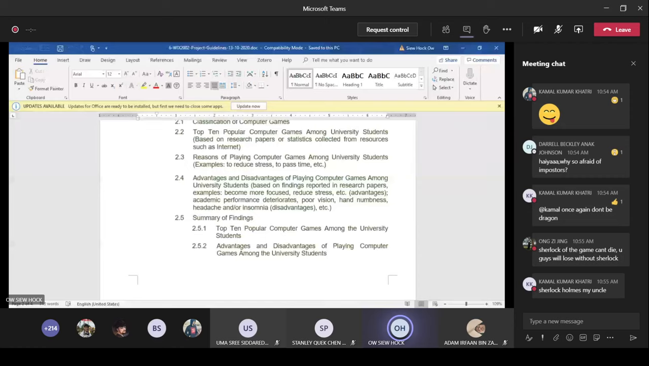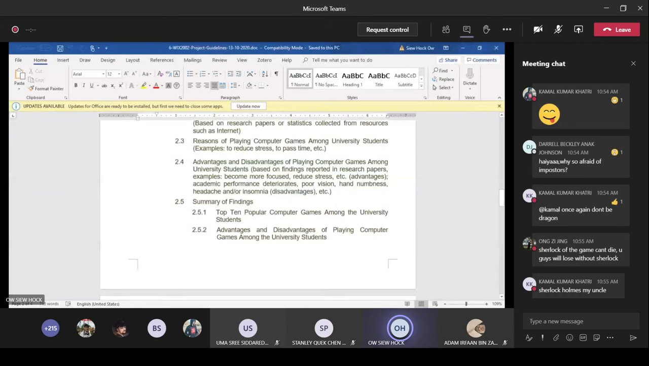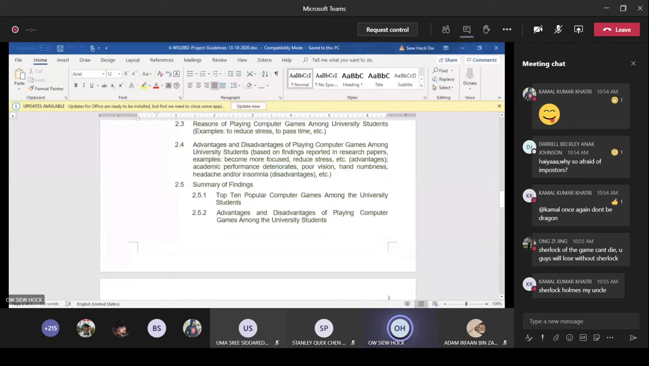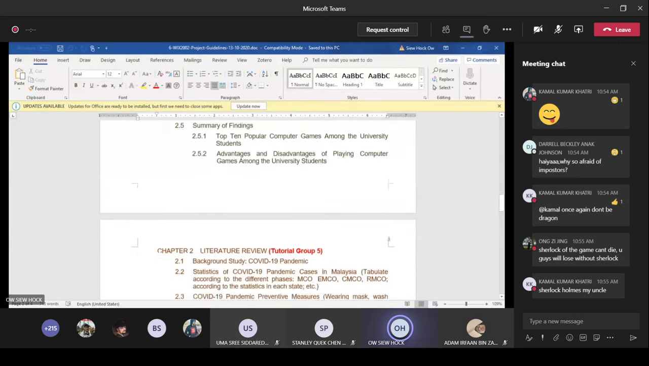Or what kind of things are going to affect you, the disadvantages, whether it will affect your academic performance, whether you become poor in vision, and so on, okay? So you go and list down the advantages and disadvantages under number 2.4. And last one, you make a summary. What's the finding from all these students playing computer games?